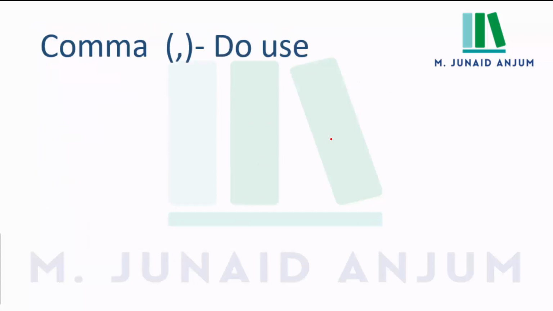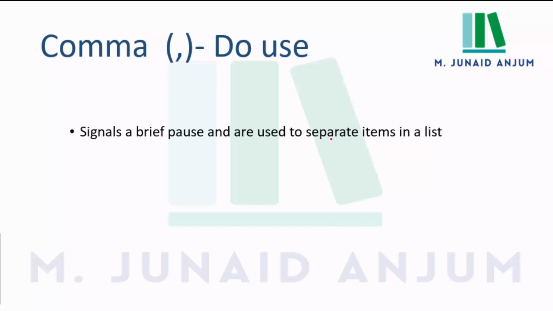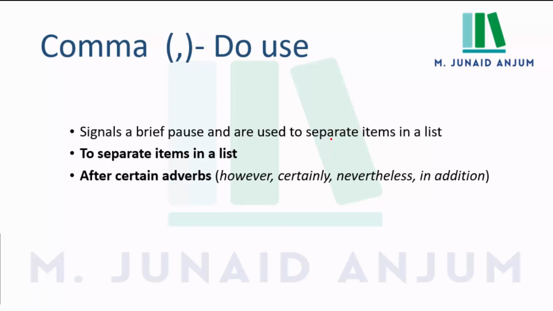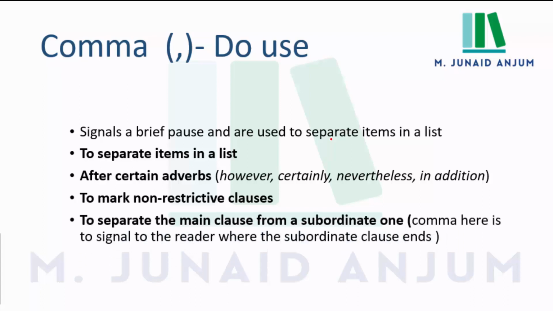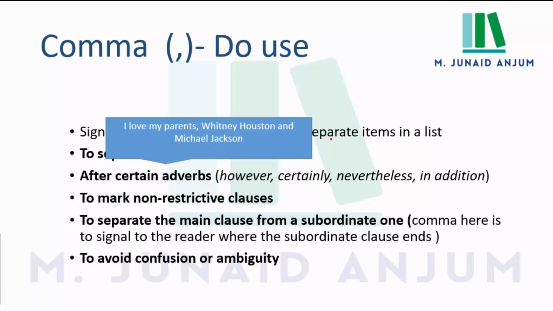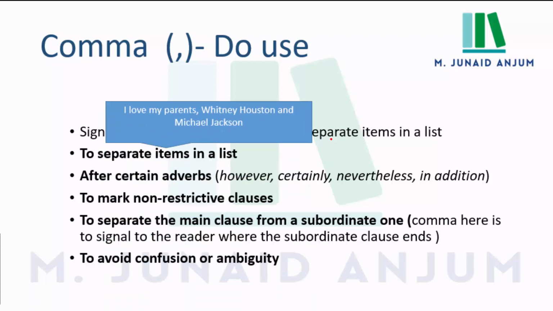Today we are going to discuss each of them individually. Let's start with the comma. It basically signals a brief pause and is used to separate items in a list. That is the first use of the comma. The second is after certain adverbs like however, certainly. The third use is to mark non-restrictive clauses and to separate main clauses from the subordinate clause. To avoid confusion or ambiguity, commas are added. For example, I love my parents, Whitney Houston and Michael Jackson. You can see the comma separates two items.